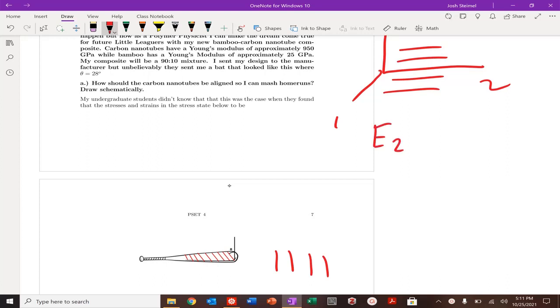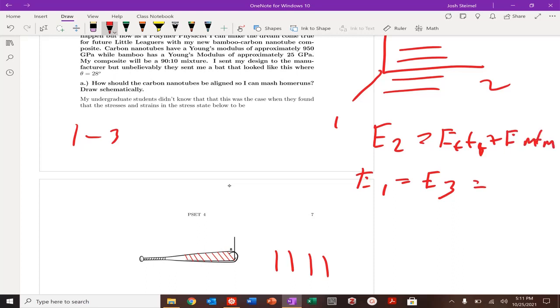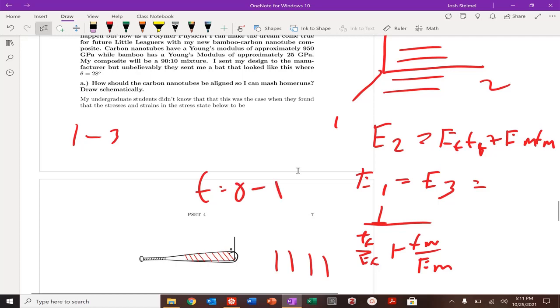So it means my E22 is my greatest, and E11 is equal to E33. I'm going to have similar values in the 1, 3 plane, as we're going to see in a second, and anything that has the 2 in it is going to be unique and distinct. So E22 is equal to E of my fiber times fraction of fiber, plus E of my matrix times fraction of matrix, and then E11 is going to be equal to 1 over fraction fiber over E of my fiber plus fraction of matrix over E of my matrix, and I need to make sure my fractions go from 0 to 1. That's one of the key things.